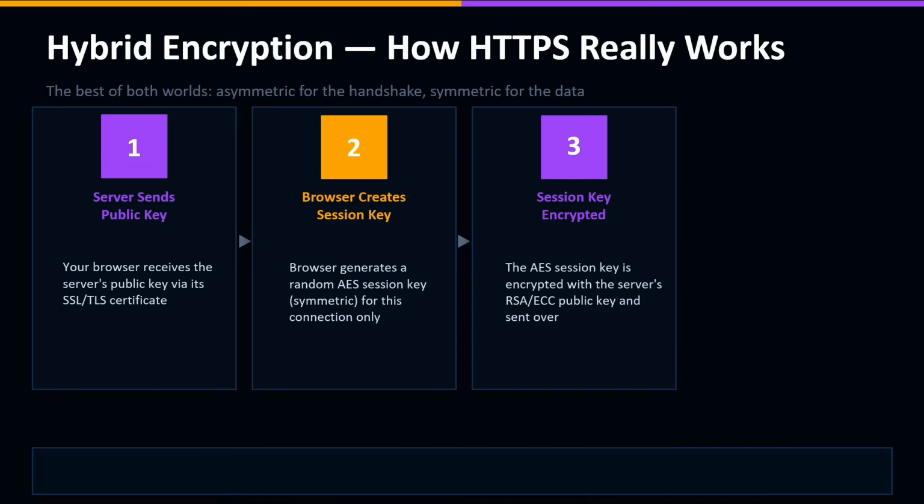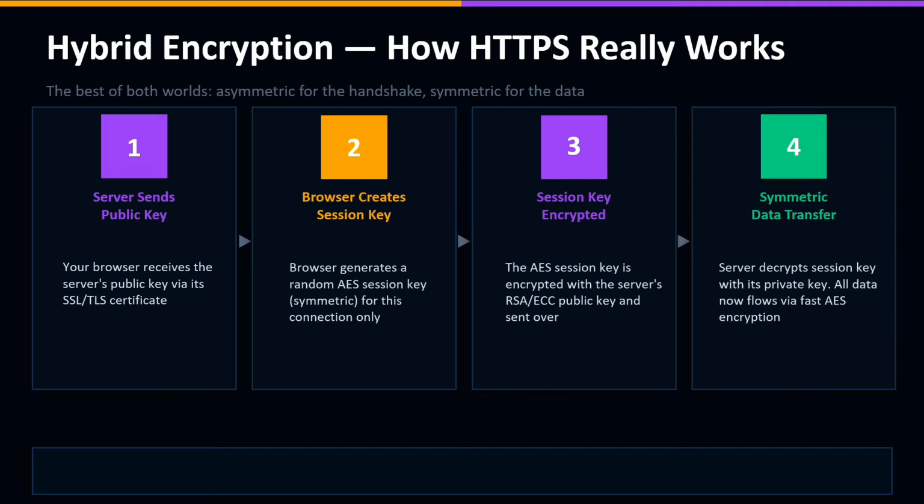The third step is the session key is now going to be encrypted. Your browser encrypts that AES session key using the server's RSA or ECC public key and sends it over. Now the session key is protected. Nobody intercepting the traffic can read it without the server's private key. The fourth and final part is the symmetric data transfer. The server uses its private key to decrypt and recover the AES session key. Now both sides have the same session key and all the actual data, your passwords, bank transactions, everything, all flows encrypted with fast AES.